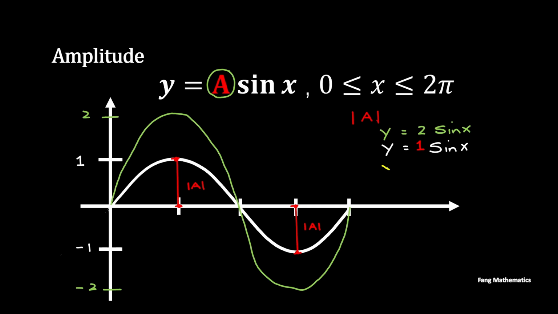On the other hand, if you have an amplitude that is less than 1, your graph will be compressed. Therefore, the amplitude of y is equal to half sin x should be half. On the y-axis, you mark half and minus half.